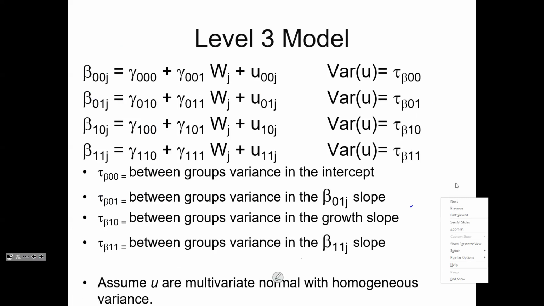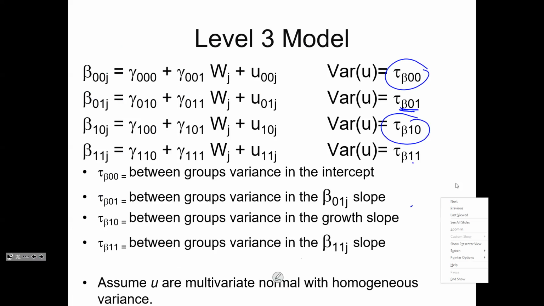So, between cluster variance in the intercept, cluster variance in the slope, and the intercept of the slope, technically the between cluster residual variance in the intercept of the growth slope. But what is this? This is the between group variance in the beta naught 1 slope, which is the effect of the person level characteristic on the intercept. And this is the between cluster variance in the effect of, again, I'm assuming this is time at level 1, the person level characteristic on the growth slope.